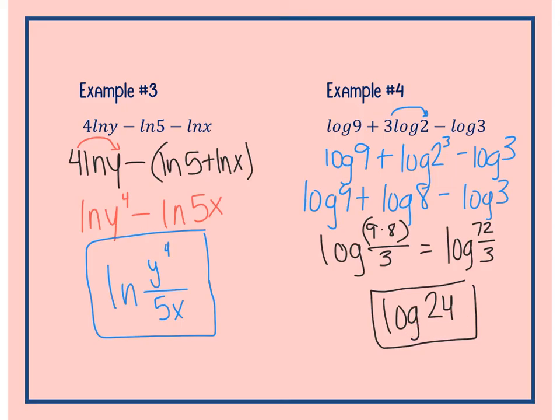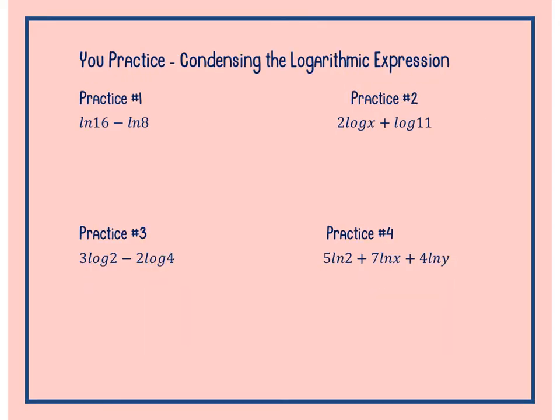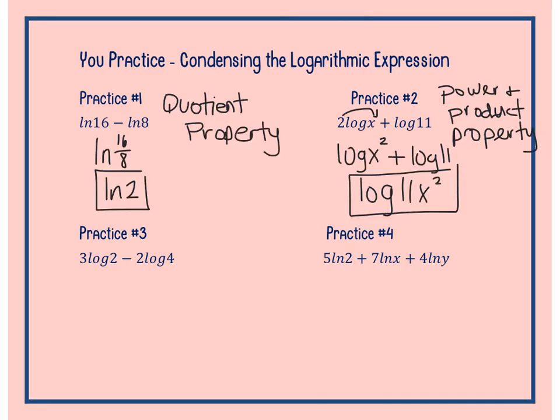Okay, so now that I've done 4 examples, I want you to do some practice ones. Go ahead and practice number 1 and 2 on your own. Pause the video. When you come back, your answer will be there. Okay, go ahead and check your work, and I also did write the properties there so that you can see what properties we used. So go ahead and try practice 3 and 4 on your own. Go ahead and pause this video.